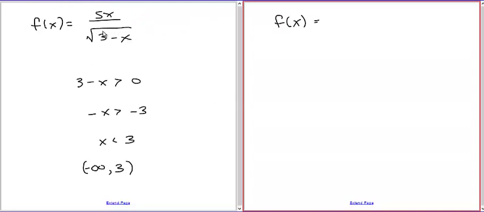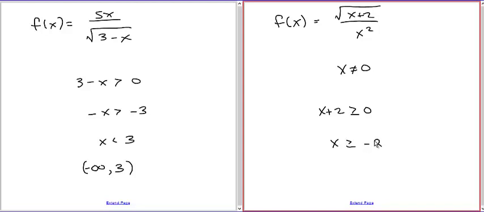Now if the square root were in the numerator, so you have the square root of x plus 2 divided by x squared. The denominator can't be 0, so x cannot equal 0 based on the denominator. The numerator says that x plus 2 has to be greater than or equal to 0. We have the equals part because it's in the numerator. So we subtract 2, and x has to be greater than or equal to -2.